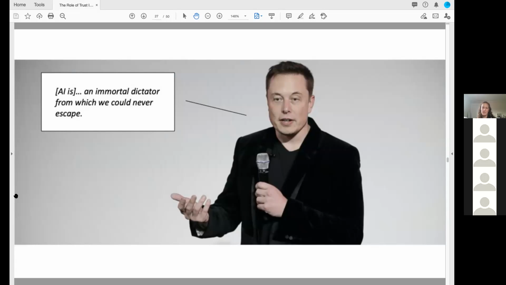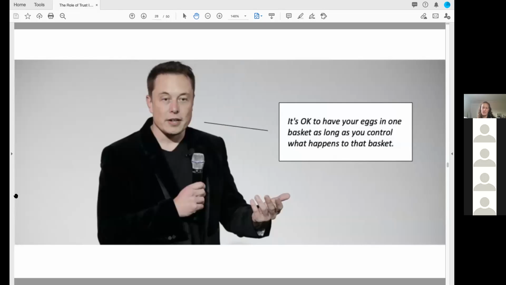But then Elon also says this: it's okay to have your eggs in one basket as long as you control what happens to that basket. So it's all about control. We feel better when we're in control. We're less stressed, we're more content. And it makes sense that if we relinquish control to a machine, we are going to worry about what it's going to do on our behalf. So maybe giving users more control in the UI will help them feel better about the AI.